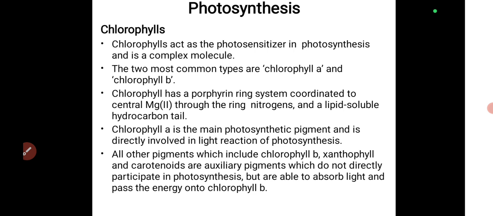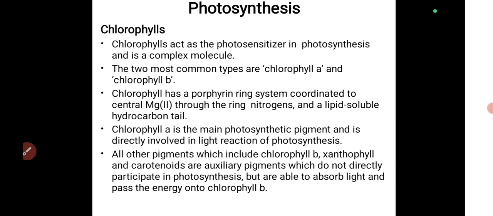So chlorophylls act as photosensitizers in photosynthesis and are complex molecules. The two most common types of chlorophylls are chlorophyll A and chlorophyll B. Chlorophyll has a porphyrin ring system similar to that of hemoglobin. The difference is that in chlorophyll the central metal is magnesium and it is in +2 oxidation state.